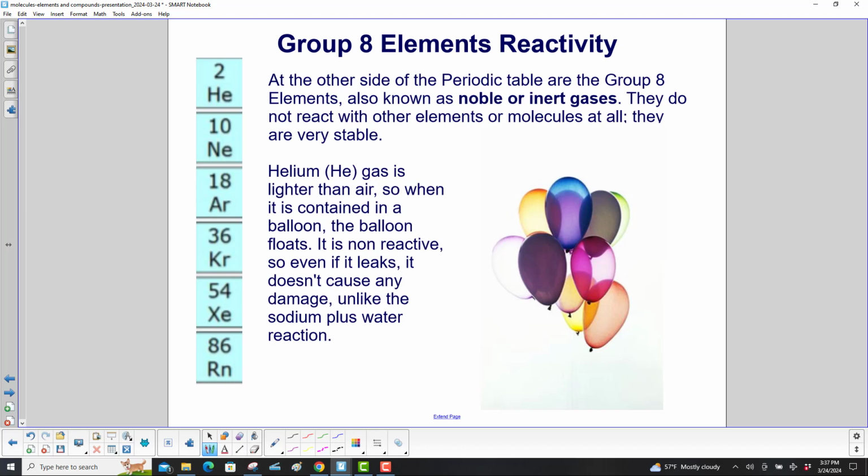At the other side of the periodic table are the group 8 elements, also known as noble or inert gases. They do not react with other elements or molecules at all. They are very stable. Helium gas is lighter than air, so when it is contained in a balloon, the balloon floats. It is non-reactive, so even if it leaks, it doesn't cause any damage, unlike the sodium plus water reaction.